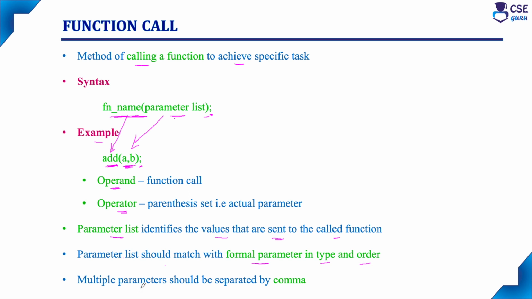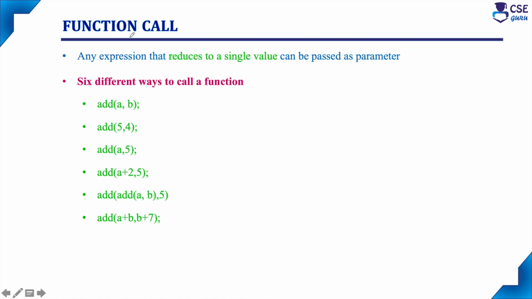If you are using multiple parameters, they should be separated by commas. This is a normal rule. So this is the function call: the function name, within brackets the parameter list. Here it is not necessary to specify the data type, and it should end with a semicolon. If you are using a function call, any expression that reduces to a single value we can pass as a parameter.